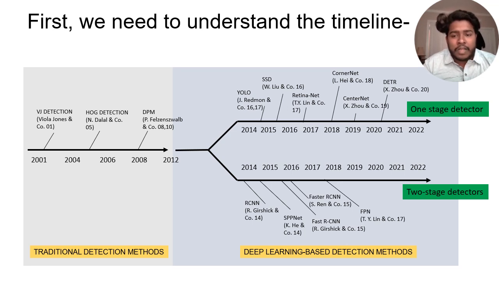After 2012, deep learning detection methods are divided into two parts. One is one-stage detectors and the other is two-stage detectors. There are some famous methods in one-stage detectors like YOLO, SSD, RetinaNet. There are some famous methods in two-stage detectors such as RCNN, Faster RCNN, SPPNet. So we can look into that. So next slide.